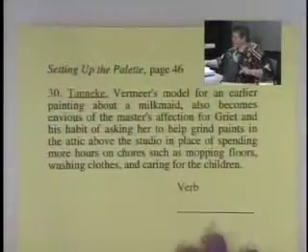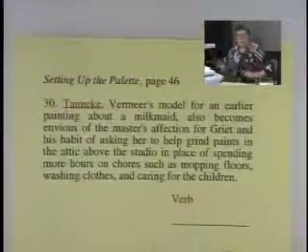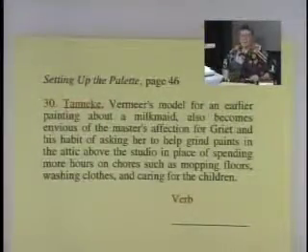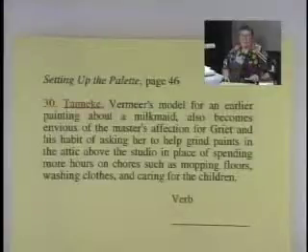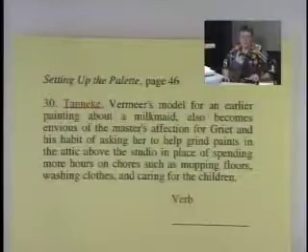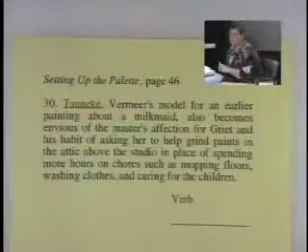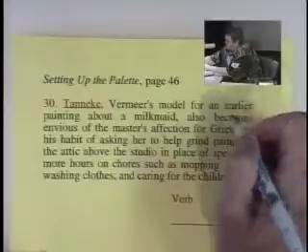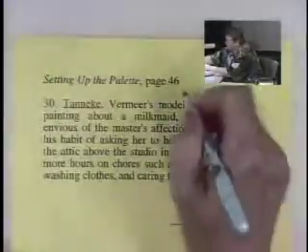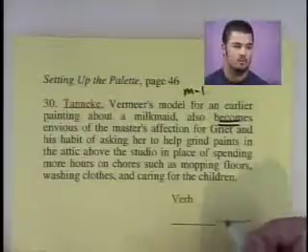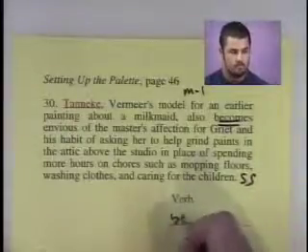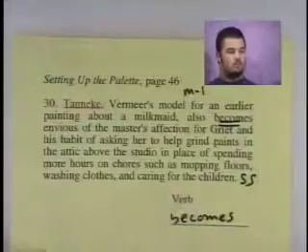Tanike, Vermeer's model for an earlier painting about a milkmaid, we'll see that later on, also becomes envious of the master's affection for Griet and his habit of asking her to help grind paints in the attic above the studio in place of spending more hours on chores, such as mopping floors, washing clothes, and caring for the children. Jeff, if Tanike is the subject, where's the verb? Becomes. And what kind of a clause would that be? Main clause. What kind of a sentence would it be? A simple sentence. Right. So becomes is the verb. Anybody with a question on that?